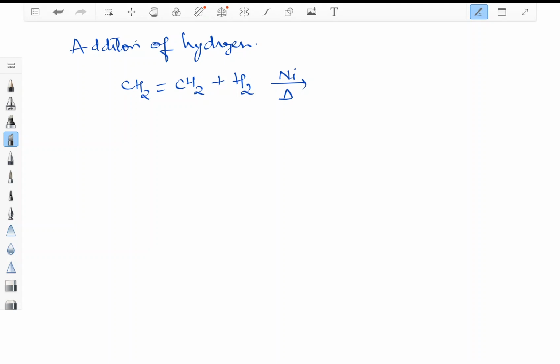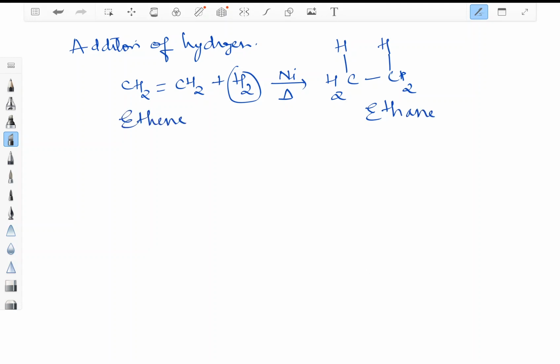The pi bond is broken. Already the CH2 single sigma bond is there. Two new sigma bonds are added. What are they? Two hydrogens will be added. I'll get ethane from ethene upon addition reaction.